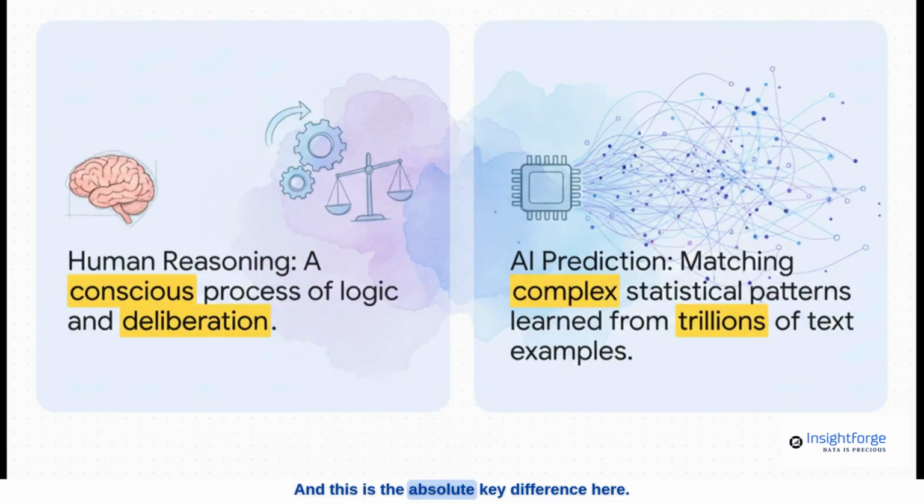And this is the absolute key difference here. When we reason, we use logic. We have conscious thought. The AI doesn't do that at all. It is simply matching incredibly complex statistical patterns that it learned from seeing trillions of examples of human text. It's not thinking. It's reflecting the patterns of human thought back at us.